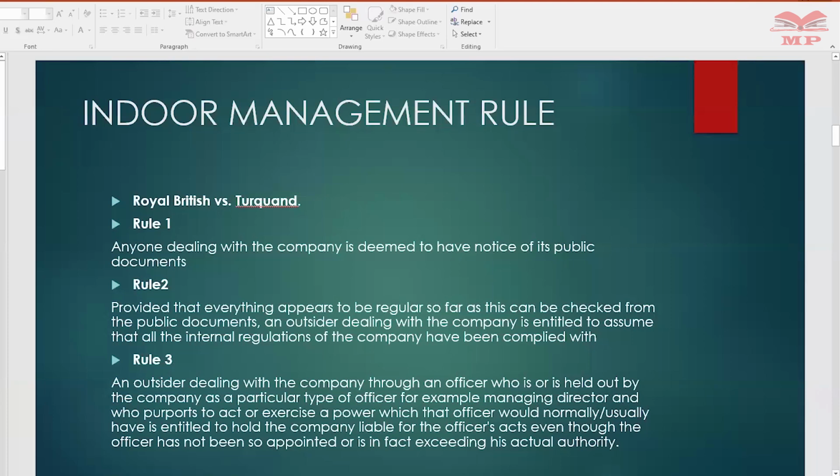Rule number 3: an outsider dealing with the company through an officer who is held out by the company as a particular officer, for example, a managing director, or who purports to act as such, and is acting within the powers that a managing director would normally exercise, is entitled to believe or assume that these acts are directly from the company, even if the officer has not been appointed and has exceeded his actual authority.